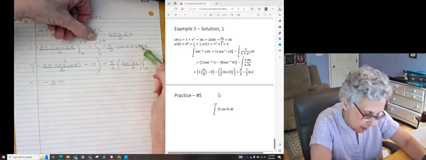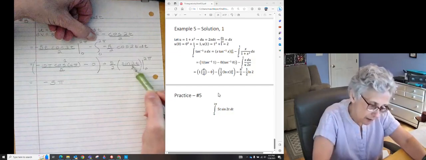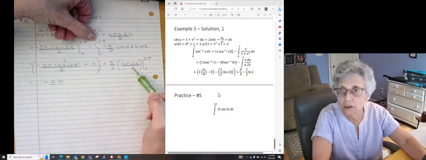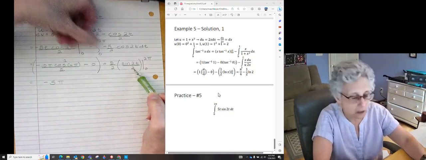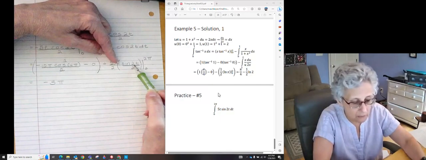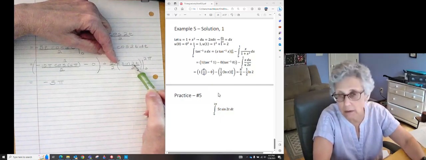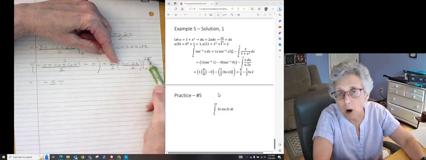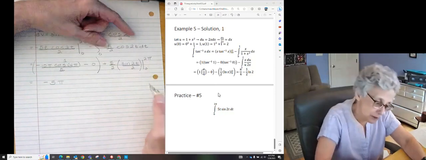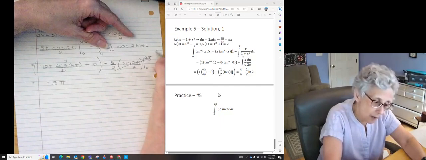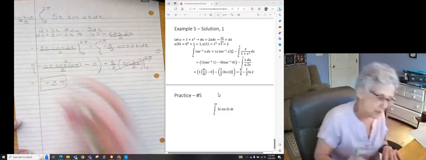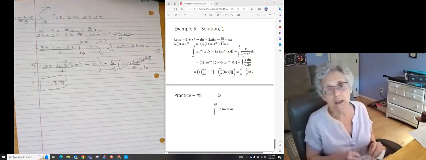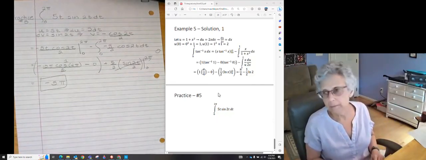And then when I do the antiderivative here, I have the sine of 2t over 2, and I expect you're a savvy enough mathematician to know that the sine of 0 is equal to 0, and the sine of any multiple of 2 pi is equal to 0. So all of that part just goes to 0. So our final answer is minus 5 pi.